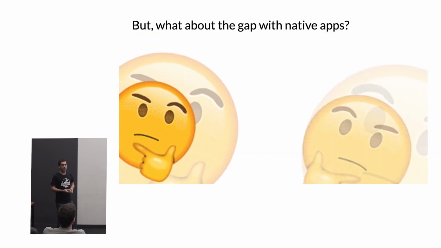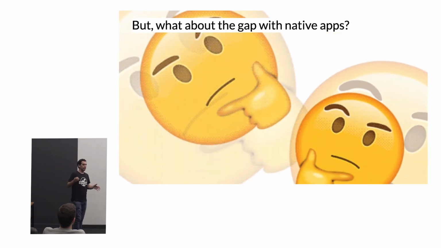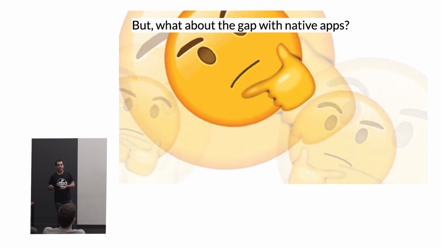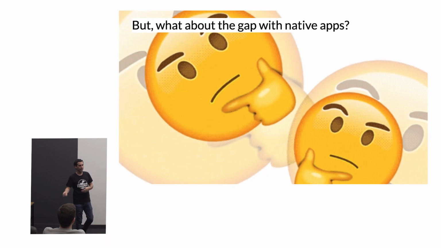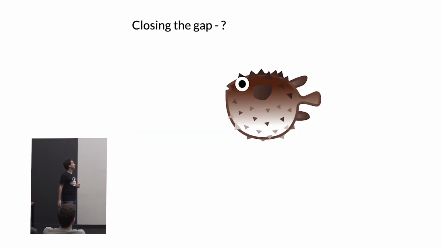But again, what should we do with that gap between the features and the things that we can do in a web application, that we can't do on the web and we can do in native apps? Anyone knows what this logo is? A fish? Yes, this is a fish, but for what? No one? BSD. What? BSD. OpenBSD. No.